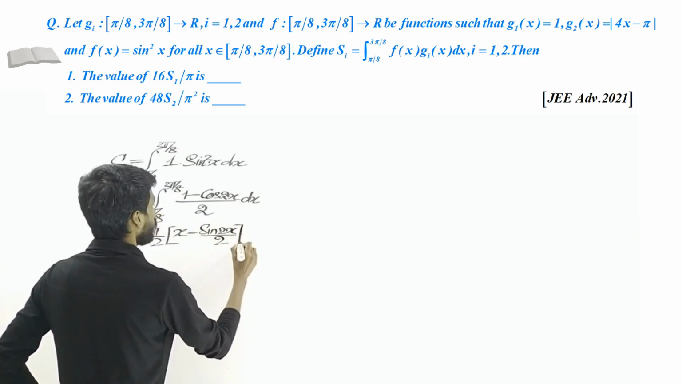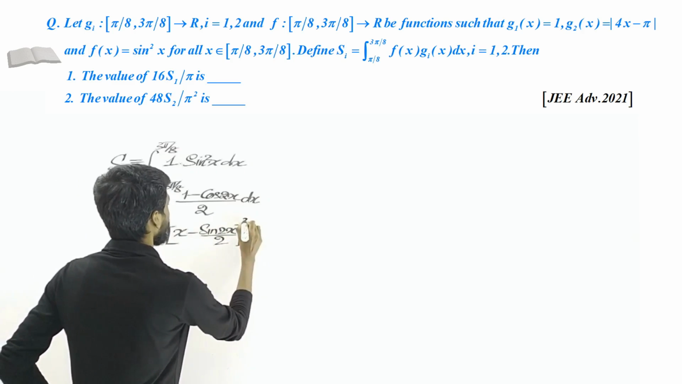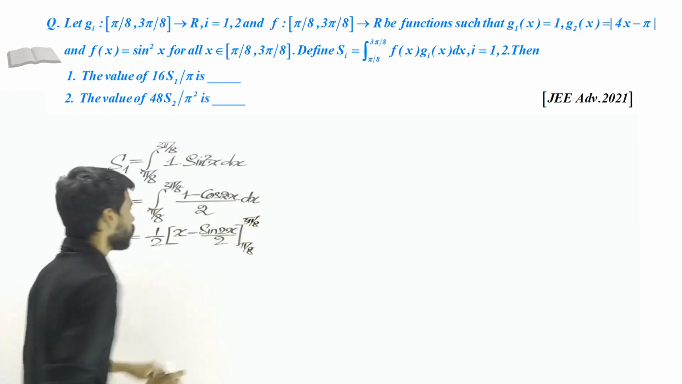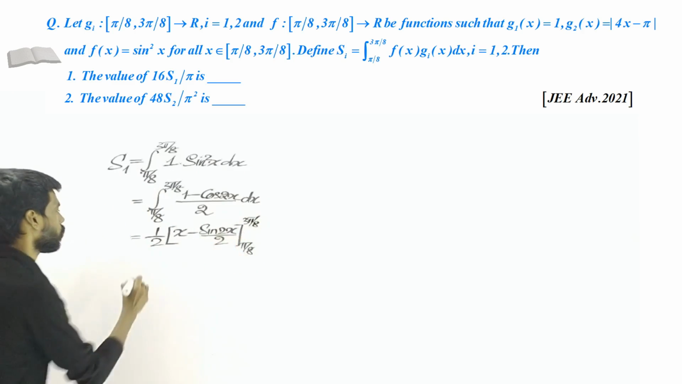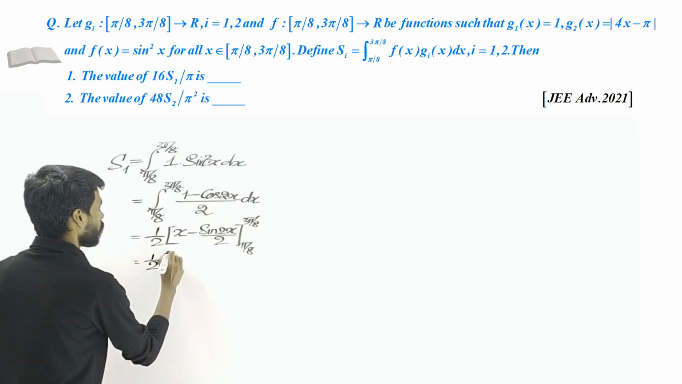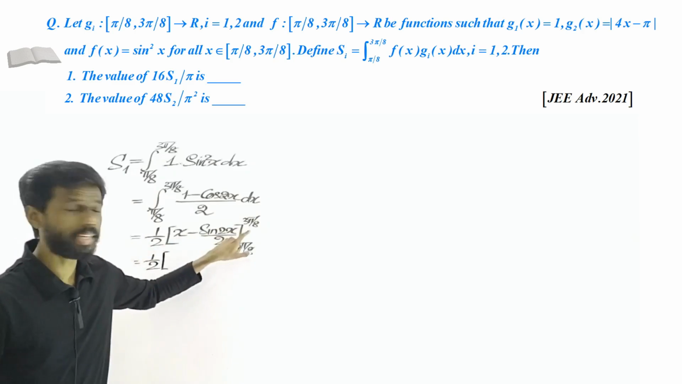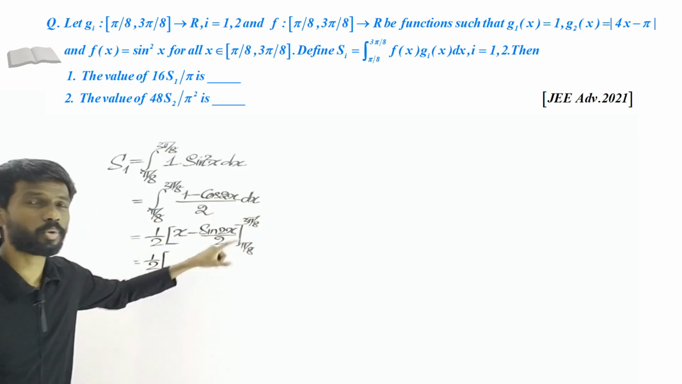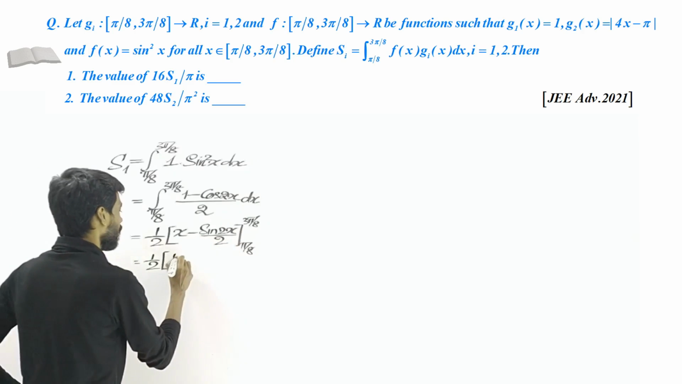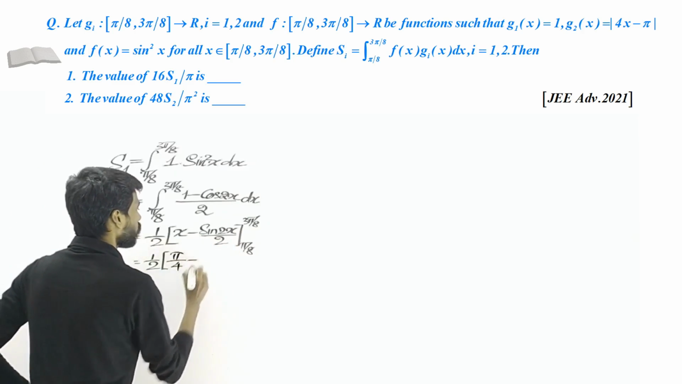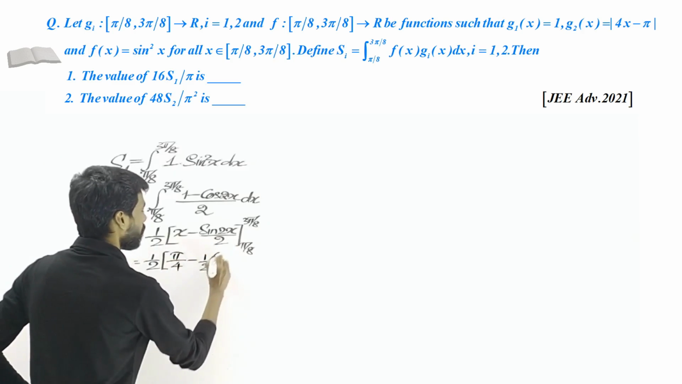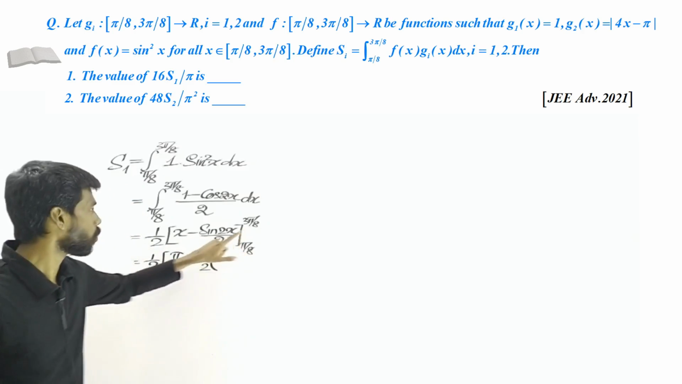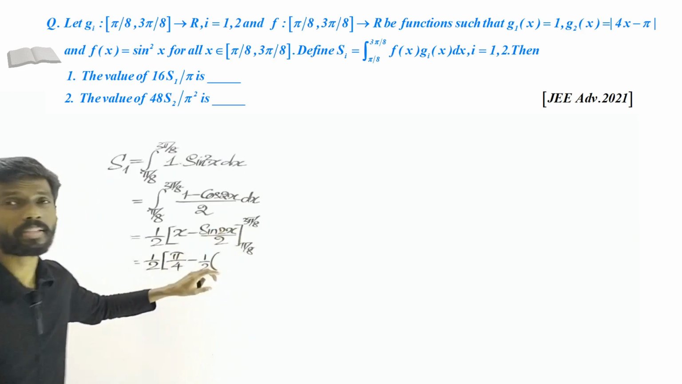So the limits are pi by 8 to 3 pi by 8. So let us do the substitution here. If you substitute this, so this is 1 by 2, x: 3 pi by 8 minus pi by 8, that is 2 pi by 8, so that is pi by 4. I am writing directly, so this is pi by 4 minus of 1 by 2 multiplied by, now substitute 3 pi by 8. So we will get 2 times 3 pi by 8, 3 pi by 4.